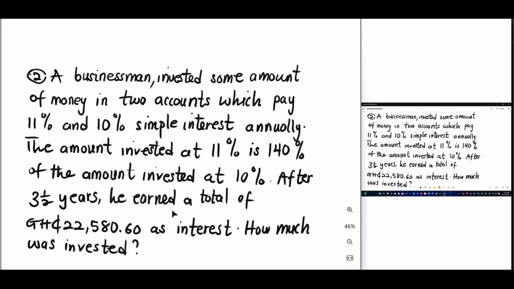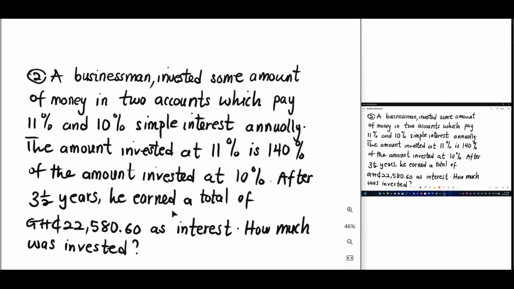A businessman invested some amount of money into two accounts, which pay 11% and 10% simple interest annually. The amount invested at 11% is 140% of the amount invested at 10%. After 3.5 years, he earned a total of 22,580 Ghana cedis and 60 pesewas as interest. How much was invested?